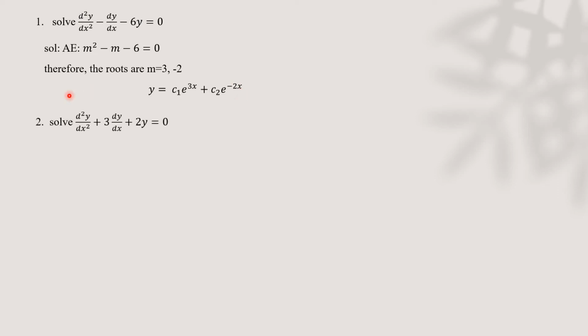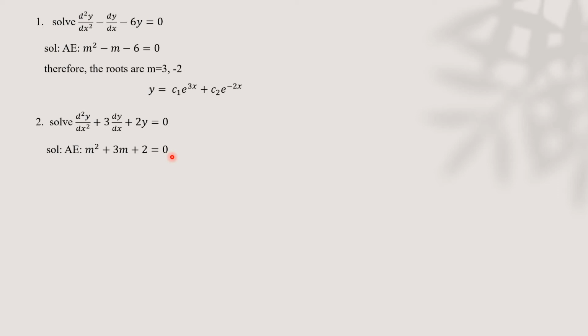If I go with the next problem, d square y by dx square plus 3 dy by dx plus 2y equal to 0, the first thing we should write is the auxiliary equation. Any guesses? How to write the auxiliary equation? D square is replaced by m square, 3D is replaced by 3m, so m square plus 3m plus 2 equal to 0. This is the auxiliary equation.